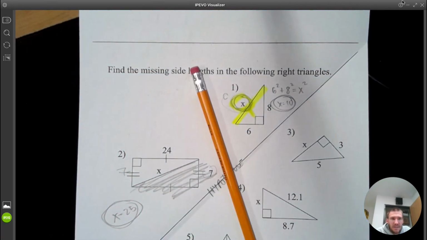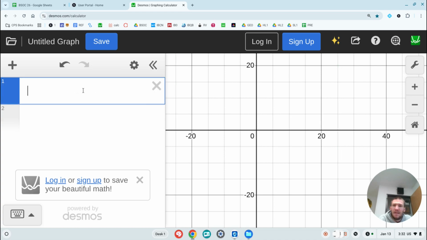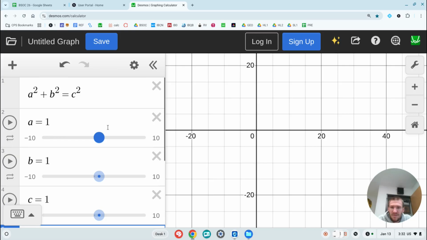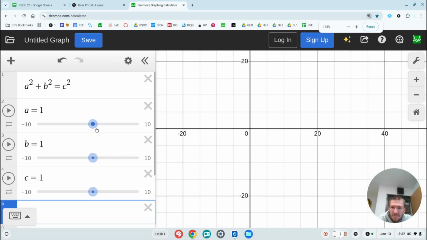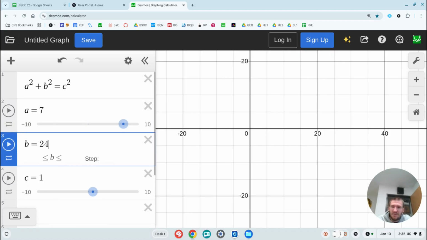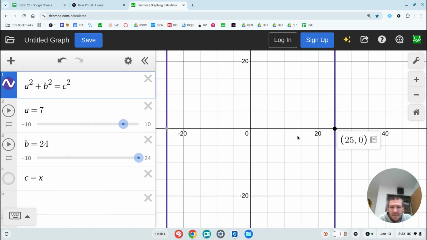Now, one thing that you can do, some people will like this, some people will not like this, is you can type a squared plus b squared equals c squared. Now, when you type that in, Desmos doesn't really know what to do, because Desmos doesn't like a, b, or c. But then you can go here and you can put 7, 24, x. And then it will give you the answer. So if you do it this way, you only have to type it in one time all class.